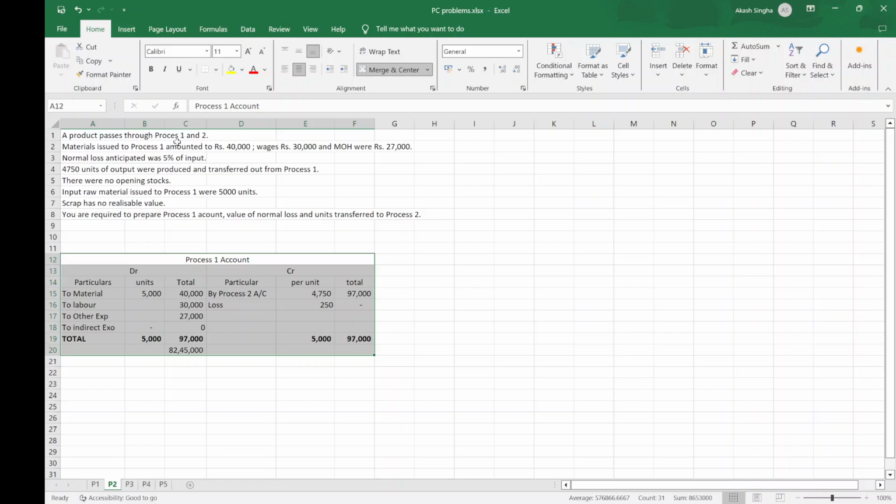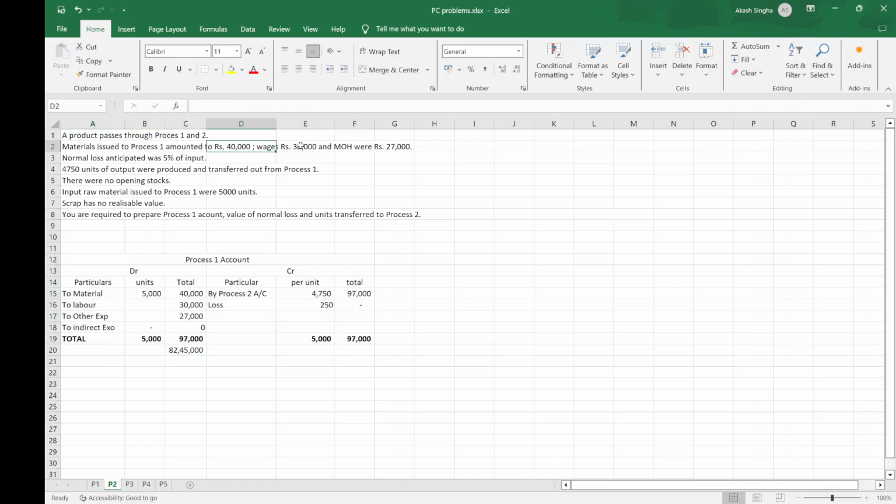A product passes through process 1 and 2. Material issued to process 1 amounted to 40,000. Labor 30,000. Manufacturing overhead 27,000. Normal loss anticipated was 5% of units. 4750 units of output were produced and transferred out from process 1. There was no opening stock. Input raw material issued to process 1 was 5,000 units. Scrap has no realizable value. You are required to prepare the process 1 account, value of normal loss and unit cost transferred to process 2.